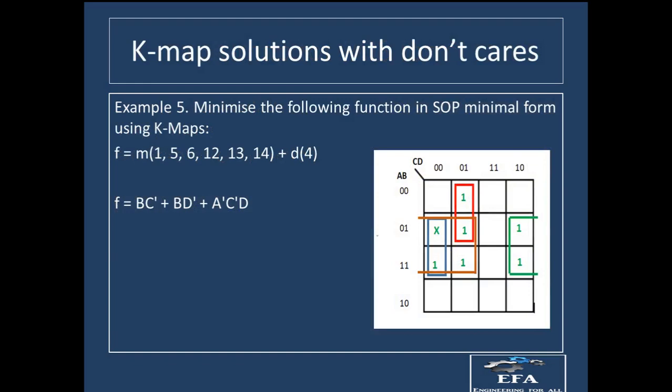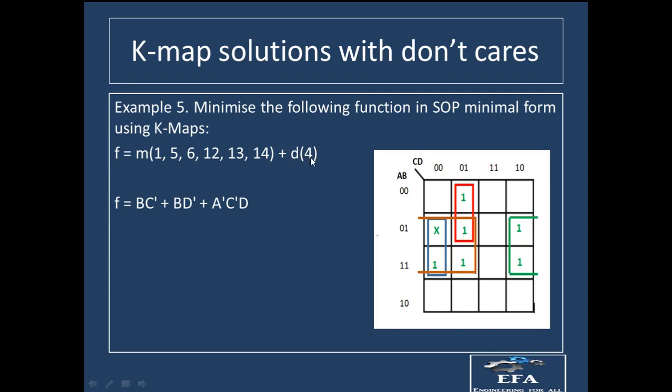Okay, moving on to the next example, that is example number 5. This type of example has a very important term known as don't care. This is very important, and these types of questions can come in your examination. So you can see in this expression f is equal to the sum of minterms 1, 5, 6, 12, 13, and 14, plus d. D means don't care, so d has the value 4.